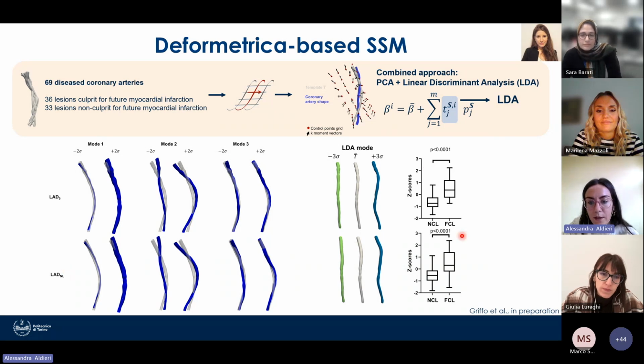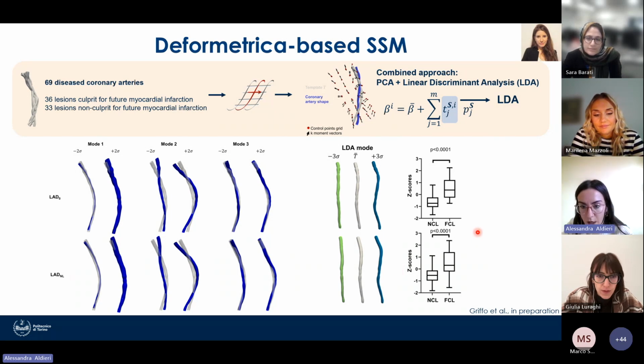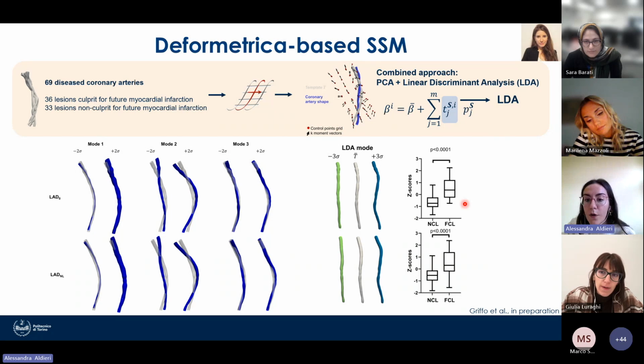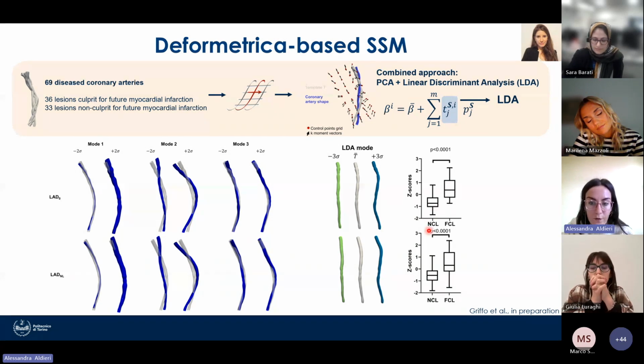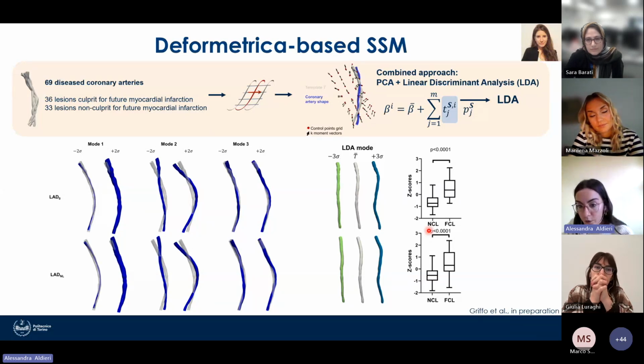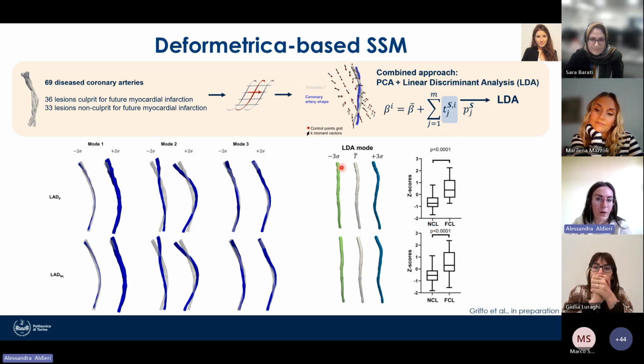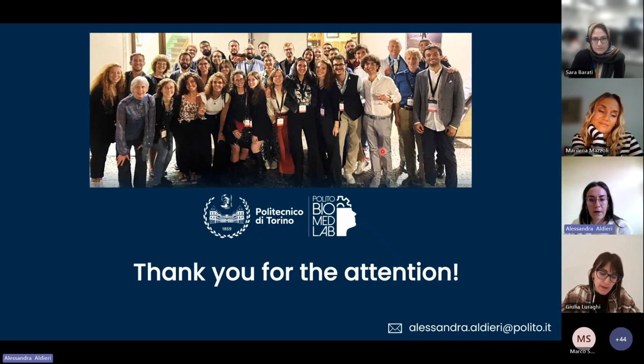And as you can see here from the LDA results, we could see something very interesting, because if we look at the projection of our patients on this mode, so the mode identified with linear discriminant analysis, we found statistically significant differences between the patient-specific values for lesions, so for vessels culprit for myocardial infarction, and for vessels which were not. So also in this case, Deformetrica was very precious because we could achieve simply our shape matrix and then perform our analysis. So with this, I'm done, and I leave the floor to Sara.